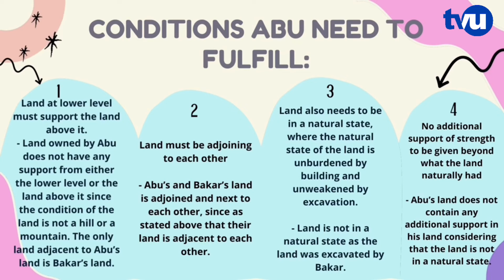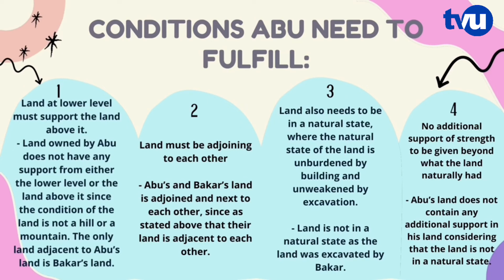So the first one is the land at lower level must support the land above it. To apply, land owned by Abu does not have any support from either the lower level or the land above it, seeing the condition of the land is not a hill or a mountain. The only land that is adjacent to Abu's is Bakar's land, so the first condition is not fulfilled. Next, the second condition is the land must be adjoining to each other. To apply, Abu's and Bakar's land are adjoined next to each other. Then, the second condition is fulfilled.